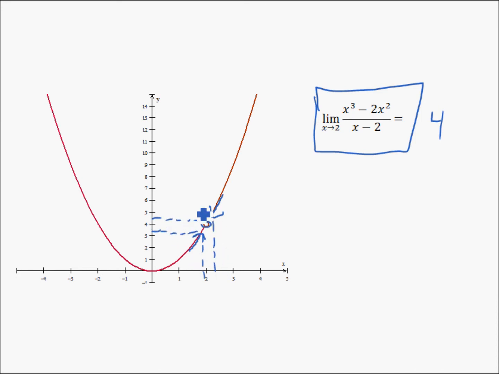We don't know that just by looking at this function, and when you plug in 2, you get 0 over 0, so that's a little sneaky. We don't like that. But if you simplify it down, you find out that this function looks just like x squared, except for one point, 2. And if x squared approaches 4 at 2, then this function has to approach 4 at 2 as well.